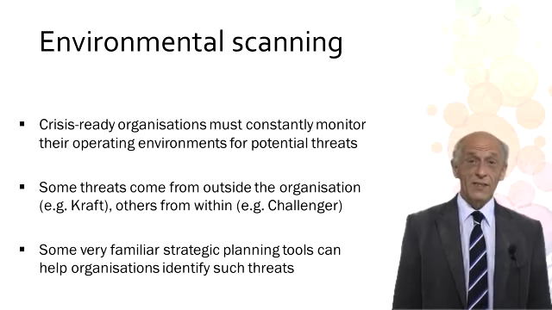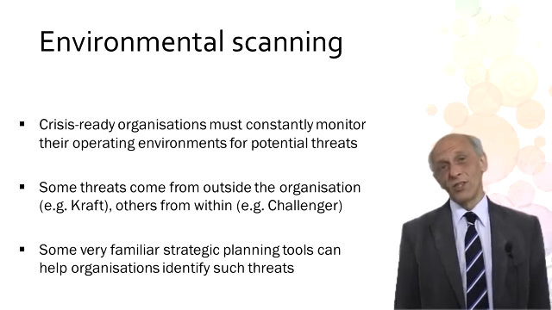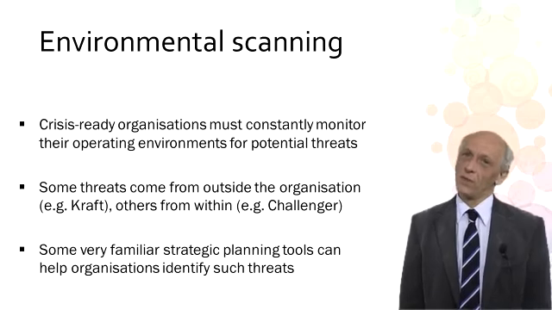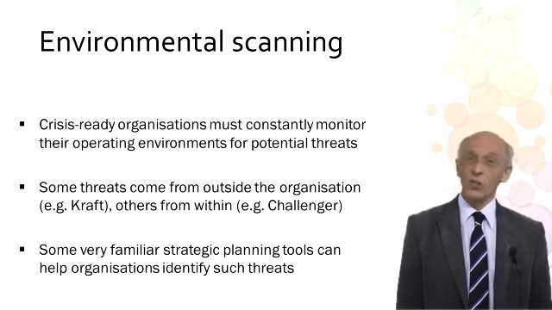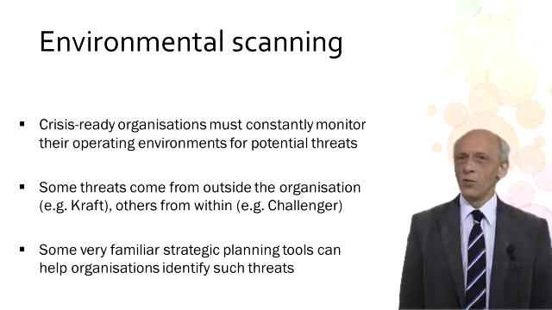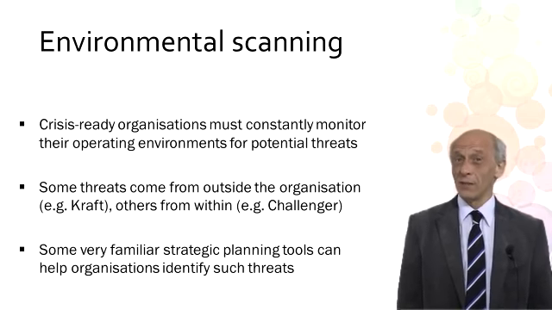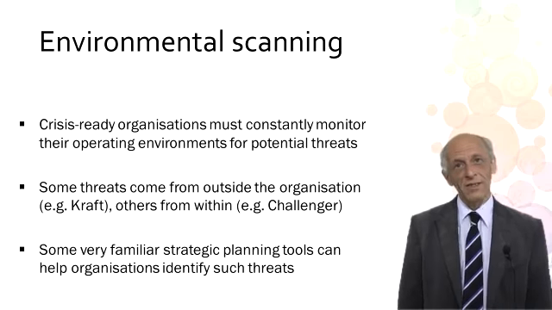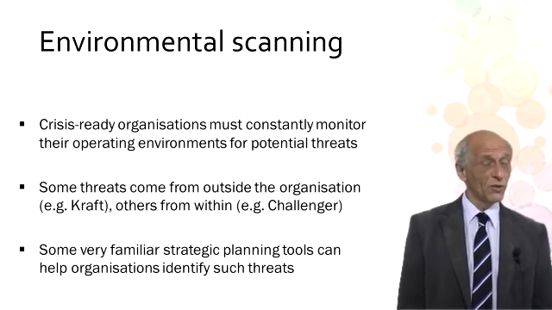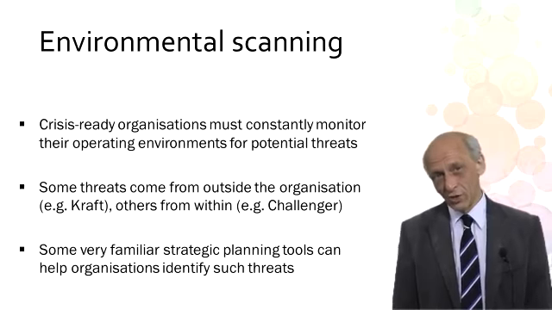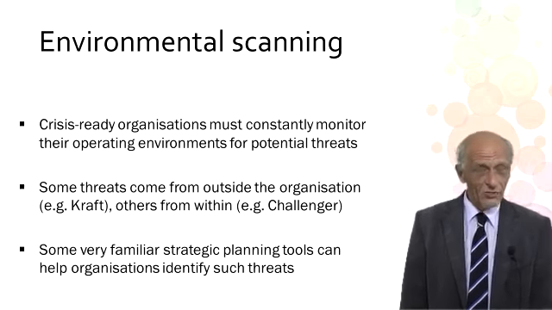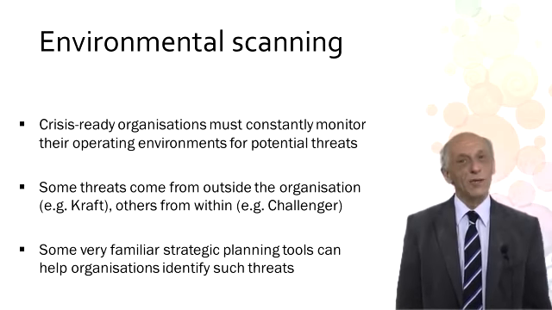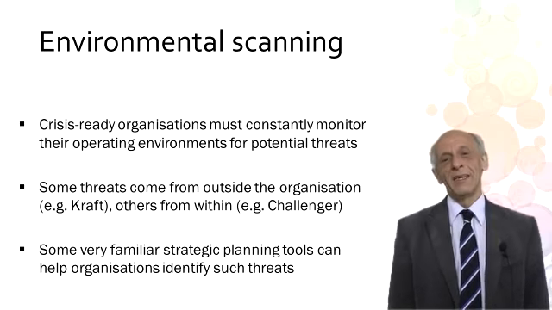Some sources of threat come from outside the organisation. Kraft Foods, for example, in the US, responded very efficiently to changes in the law, which meant in order to combat obesity, fat and sugar levels had to be reduced in many of their products. They anticipated the potential crisis that might come from that legal change better than other organisations. But it was very much an outside world threat, an external one.